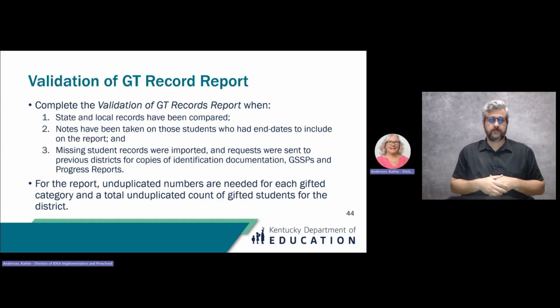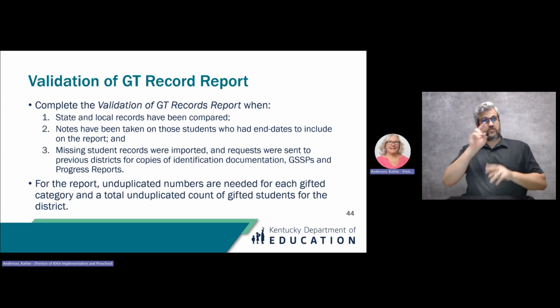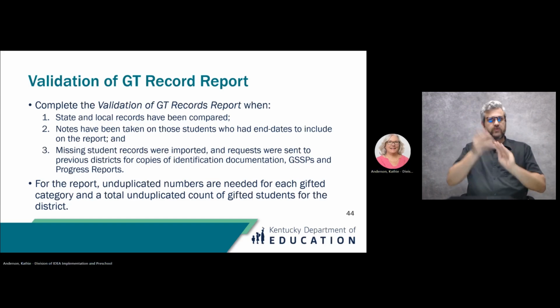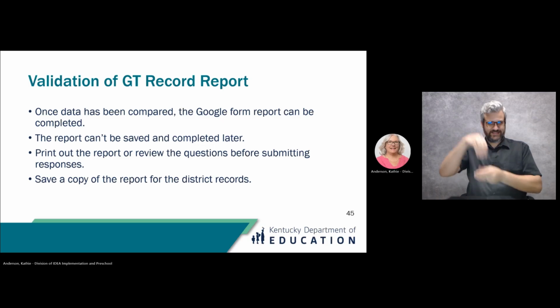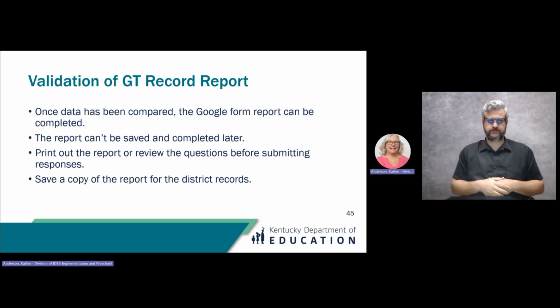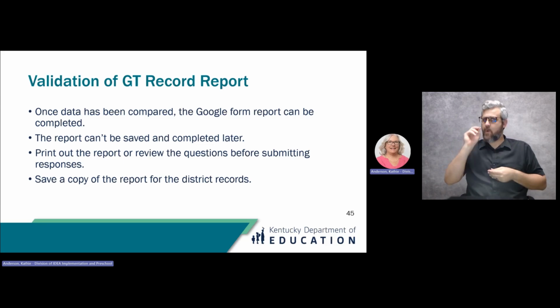For the report, unduplicated numbers are needed for each category and for the total count of gifted students in the district. Once data has been compared, the Google form report can be completed. The report can't be saved and completed for later, so you may want to print out the report beforehand or review the questions before submitting responses. Save a copy of the report for district records.